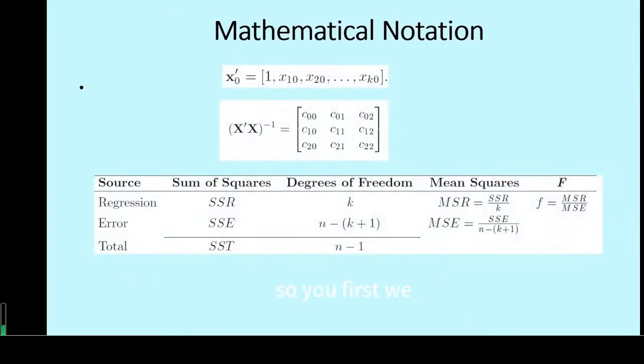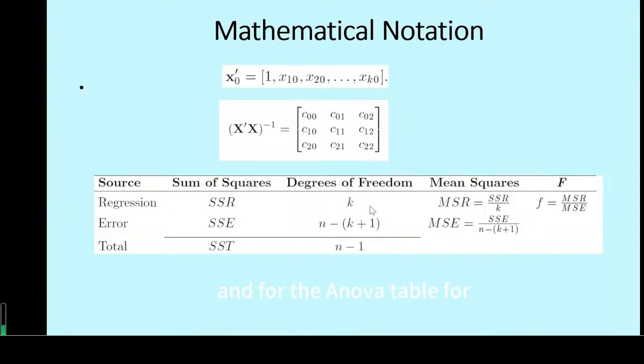First, we show some mathematical notation. This is the matrix of independent variables with a column of ones. And this is X transpose times X, and we take the inverse. Then we get a matrix with entries C00 to C22.